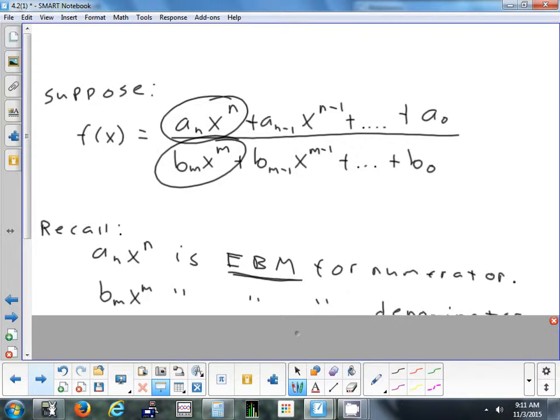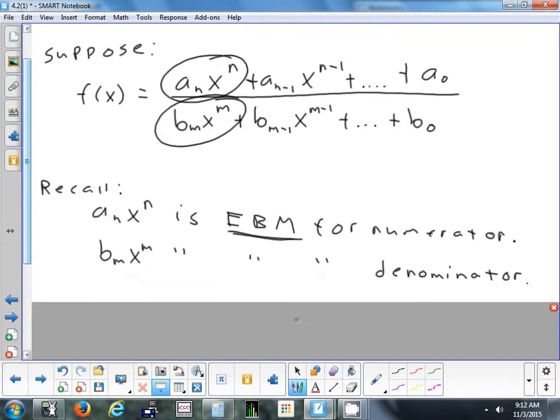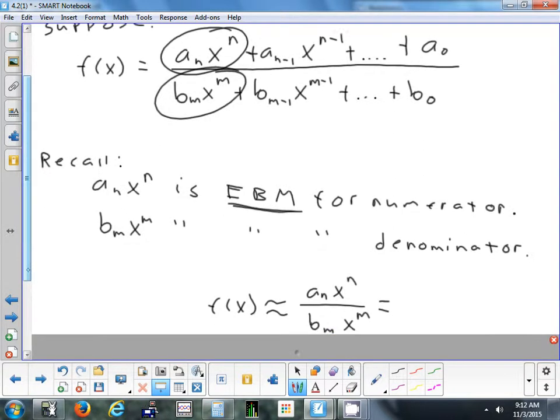So if we want to know the end behavior model for the entire fraction, take the end behavior model for the top, take the end behavior model for the bottom, and just divide them. And that's it. That's your end behavior model for the entire fraction. Highest degree term in the top divided by the highest degree term in the bottom. All the other terms don't even matter.